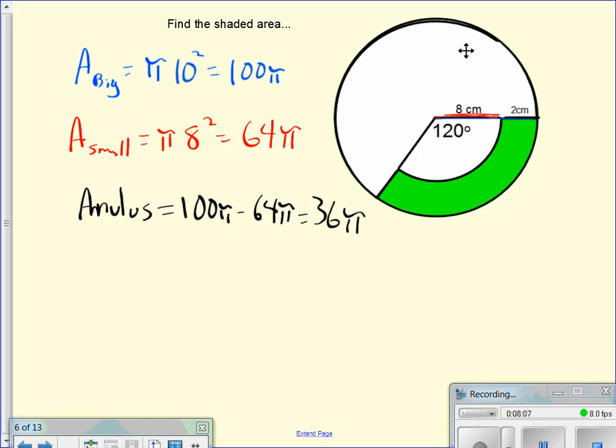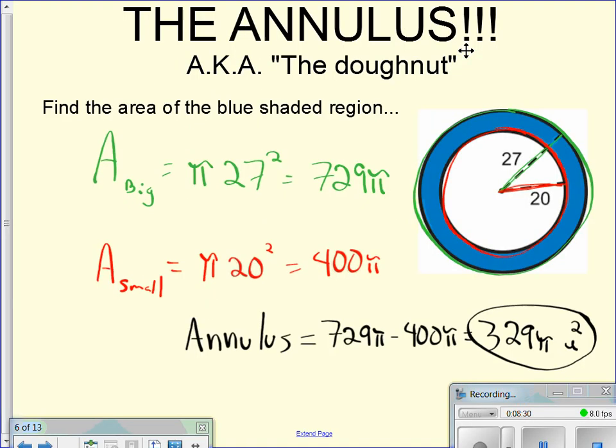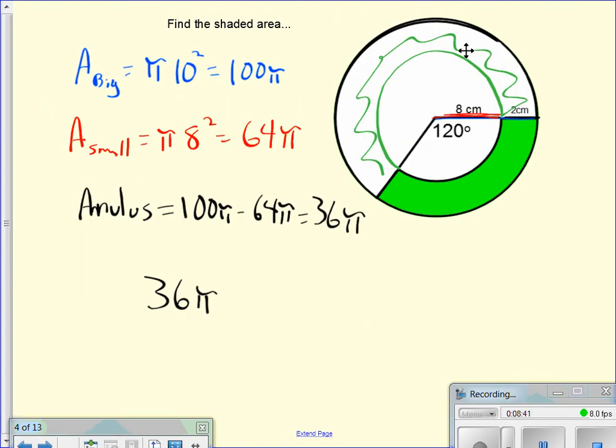But don't stop and say I'm done there, because remember, that's for the whole annulus if this was continued all the way around the circle and all this area was included. But I only want 120 degrees of it. So I take that 36 pi, and I gotta think, what portion of a circle is that? Well, you got two options. One, you could go back and set up a proportion just like we did with our sector. Area of the sector equals the area I found, which would be our 36 pi, equals measure of the arc over 360. Or, let's do it easier and realize 120 out of 360 is equal to 1/3.